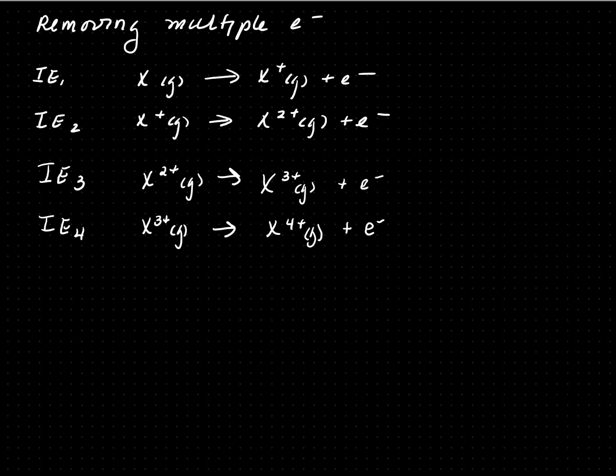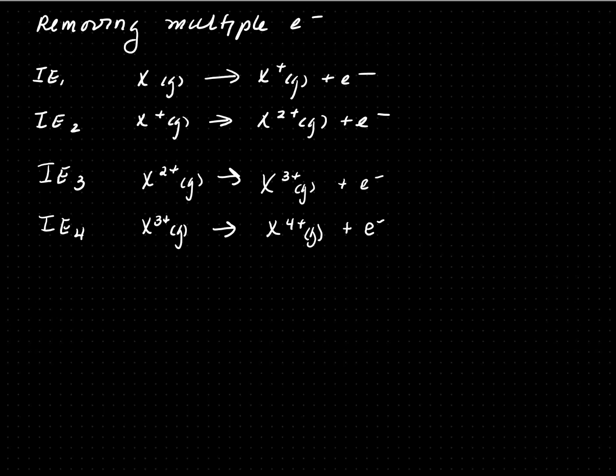IE2 is the energy to remove the second electron from that particular atom, which is now an ion. IE3 is the energy to remove the third electron from the ion. And IE4 is the energy to remove the fourth electron. And again, we could go to IE5, IE6, IE7, and so forth.